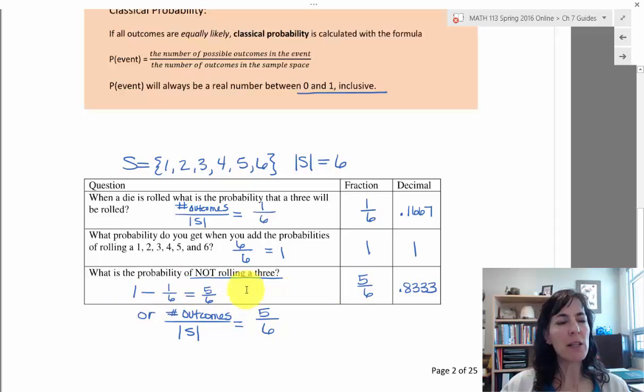This saves us a lot of time. You think about the total probability, which is always 1, take away the ones that you don't want, and you have the probability for the remaining ones. So that was a little bit of a shortcut.